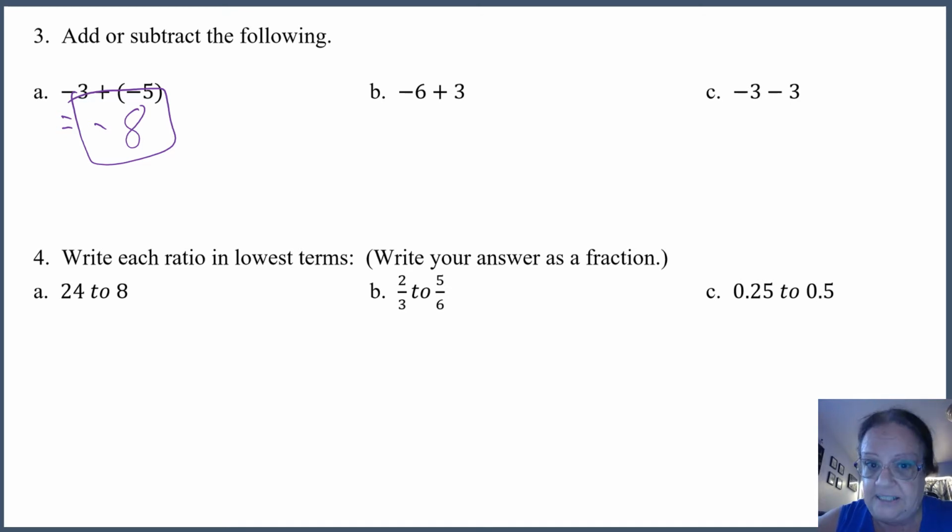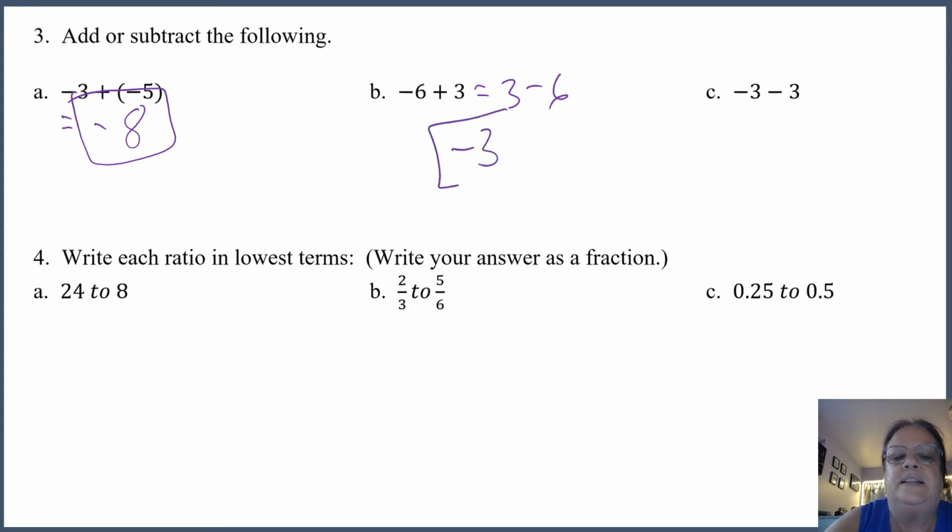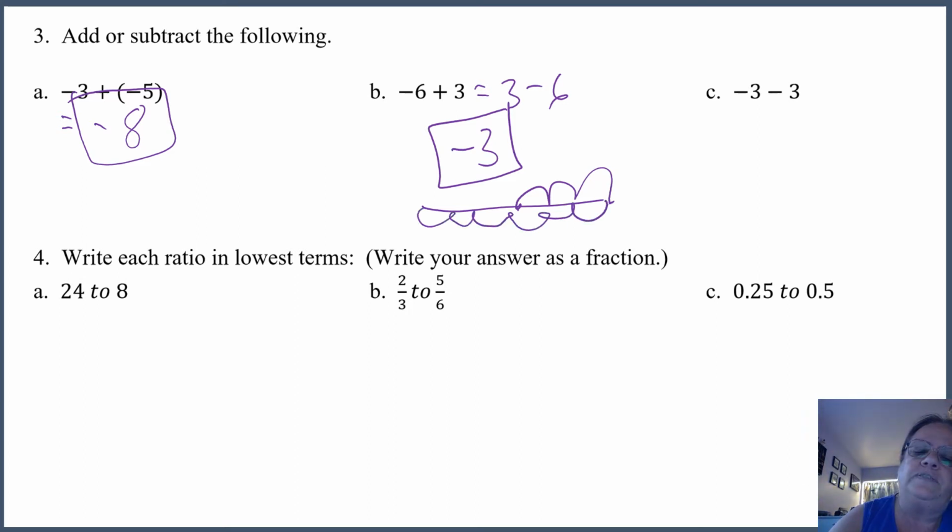-6 plus 3, as long as I don't have a subtraction, I can commute these. So this is the same thing as saying 3 minus 6. Well, I should be able to see right away that that's -3. If you want to do it on a number line, you go +3, 1, 2, 3. Then you're going to go negative, the opposite direction, 6. 1, 2, 3, 4, 5, 6. So I'd be sitting down there at -3.